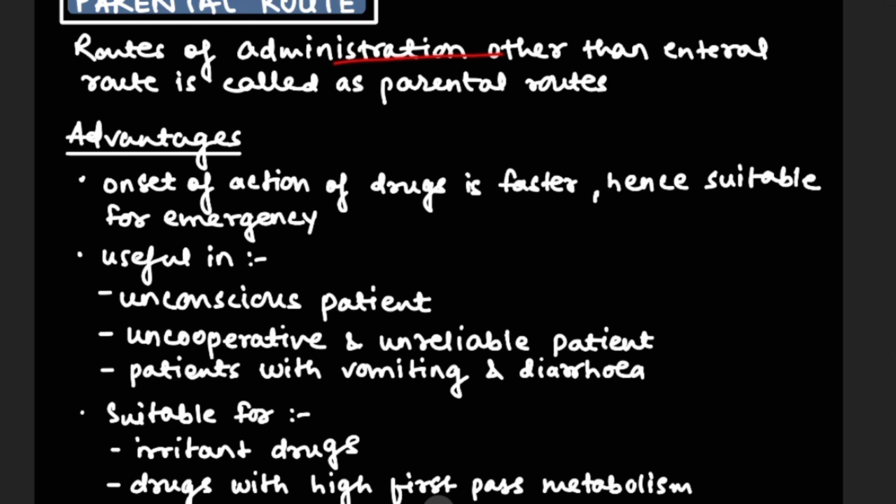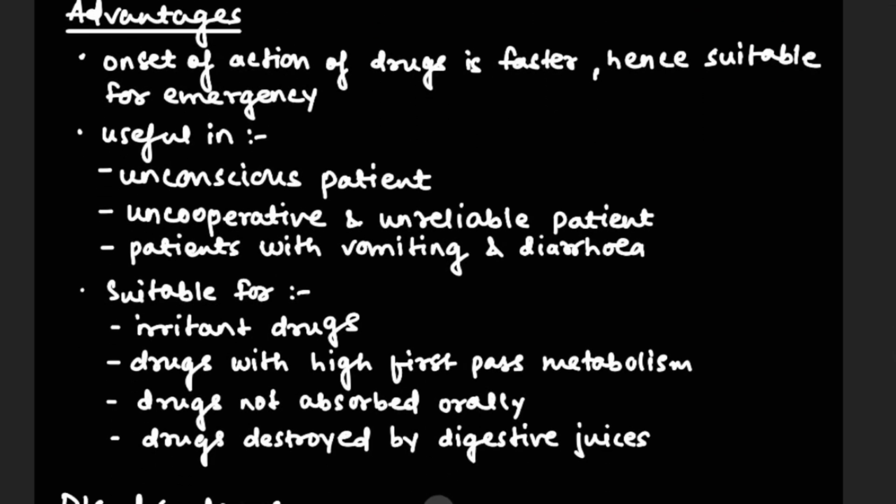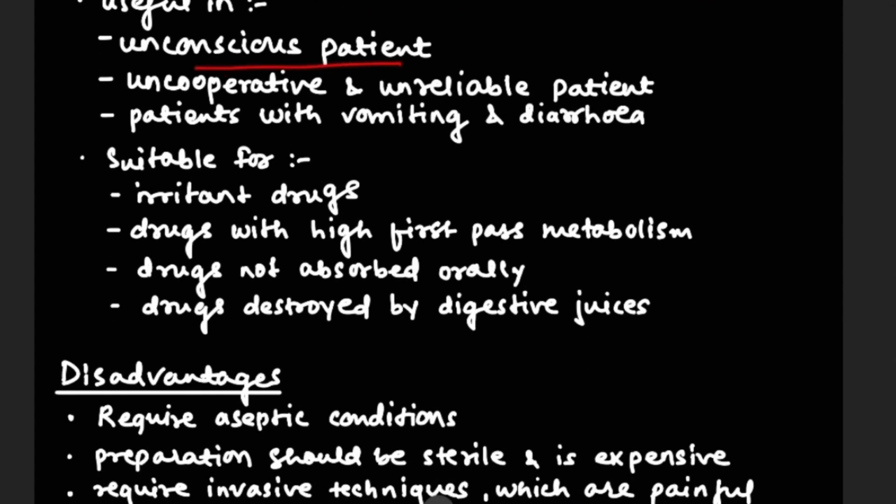Routes of drug administration other than the enteral route are known as the parenteral route. So here are some advantages. First, onset of action of the drug is faster and hence suitable for emergency. Then it is also useful in unconscious patients, uncooperative as well as unreliable patients, and patients with vomiting and diarrhea. In these cases we can use the parenteral route of drug administration.